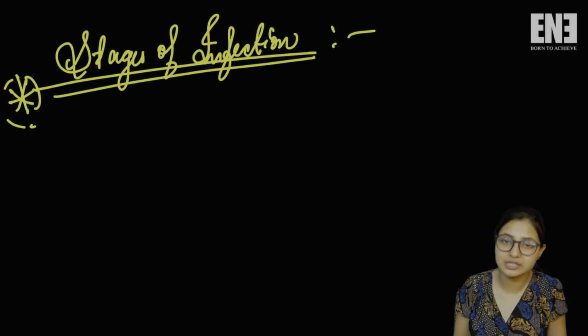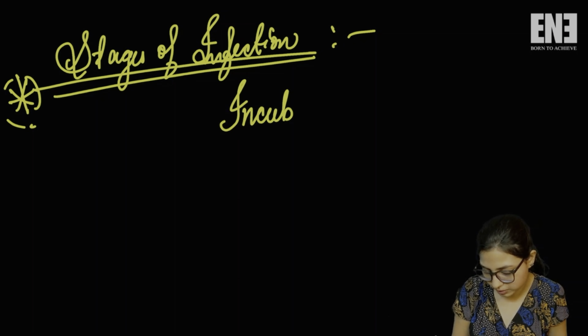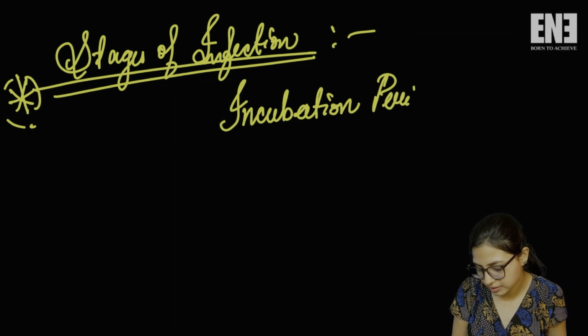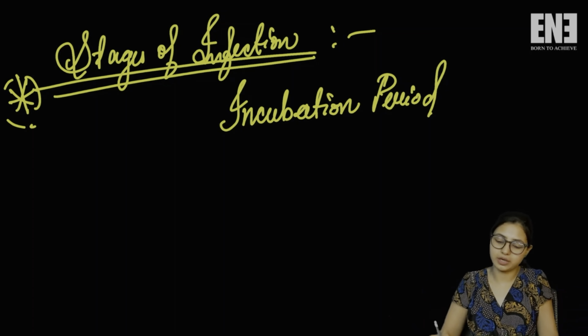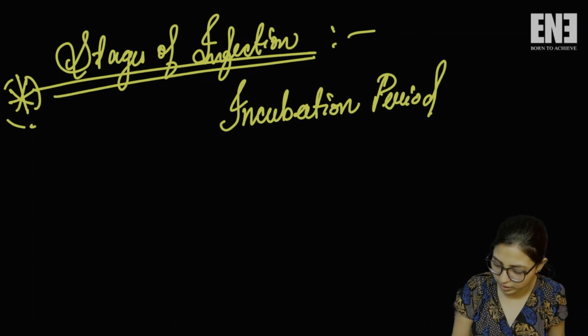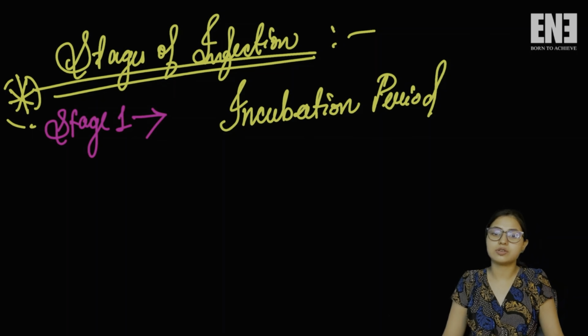So basically the stages of infection. First starts with your incubation period. Okay. Stage 1 is the incubation period. What is the incubation period? What do you understand by the term incubation period? मतलब इसमें होता क्या है? ठीक है. पहला स्टेज ये है, स्टेज 1. Stage 1 is your incubation period.